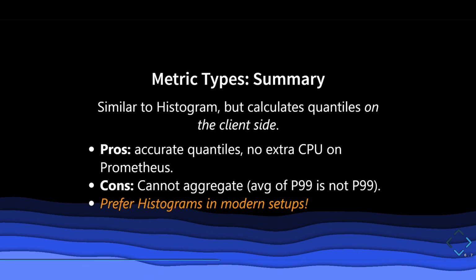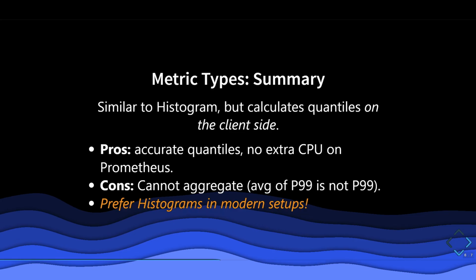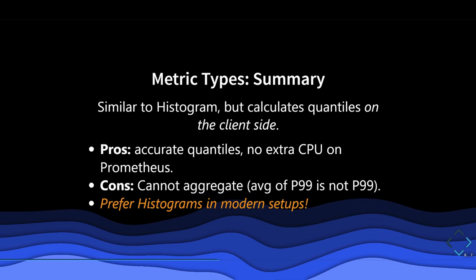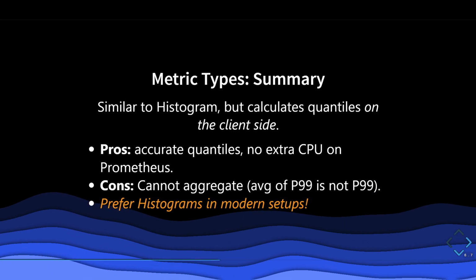Metric types. Summary. Similar to histograms, but they calculate quantiles on the client side. They are accurate but harder to aggregate. In modern setups, histograms are usually preferred.